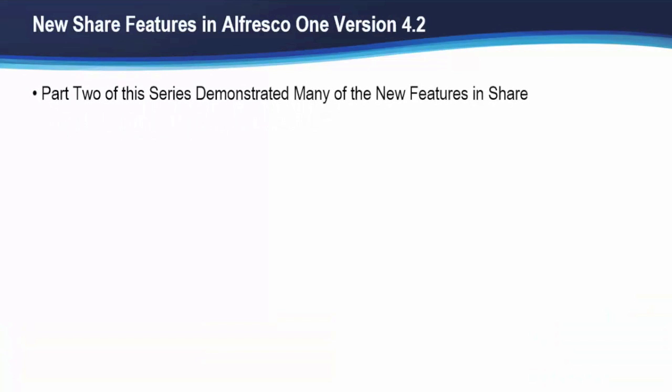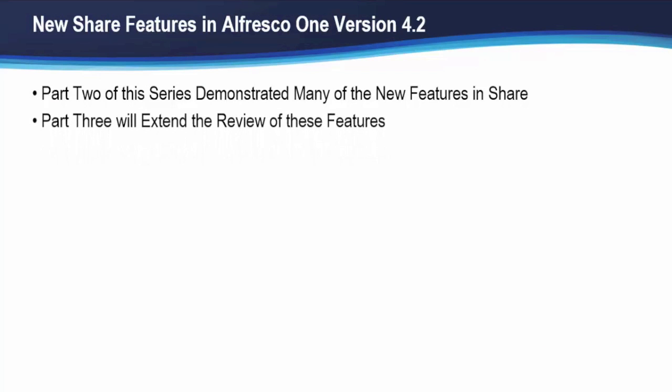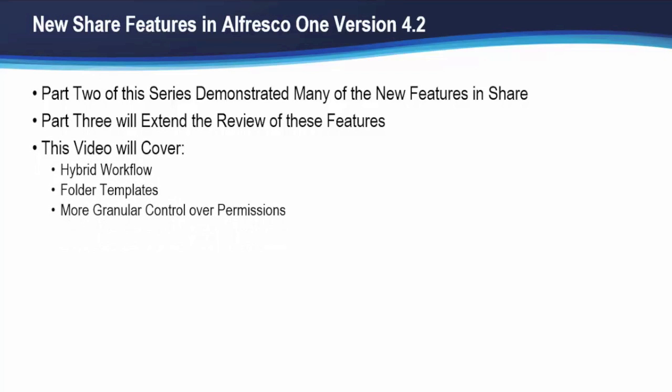Part 2 of our series demonstrated many new features in Alfresco Share, but we didn't have time for everything. So part 3 is going to extend that review and cover some additional features. Mainly, we'll cover hybrid workflow, folder templates, and the more granular control over permissions that are now available.